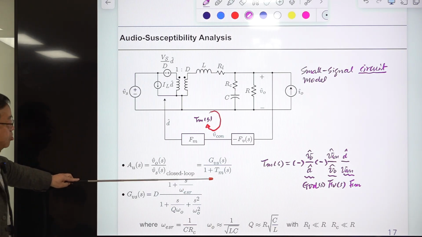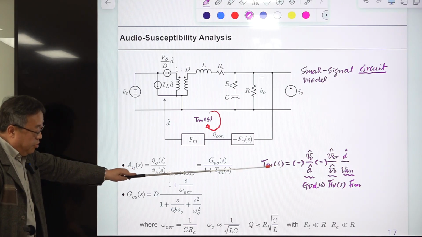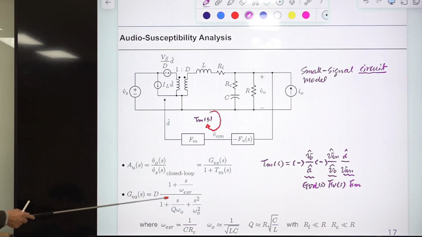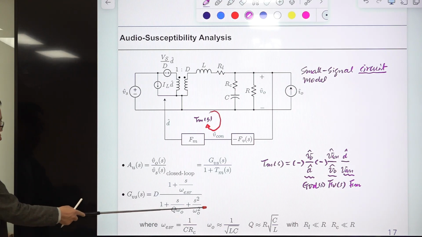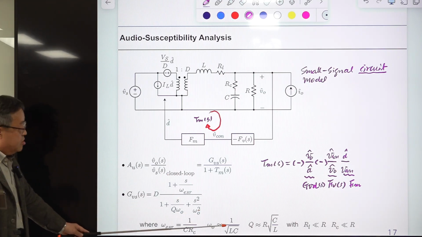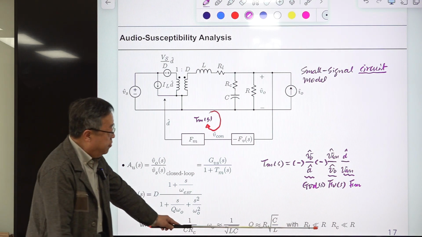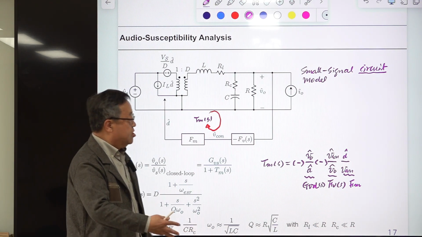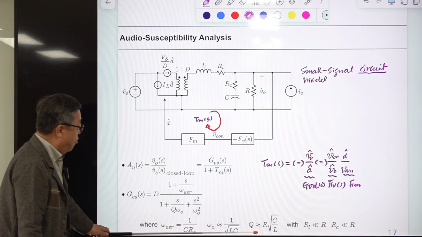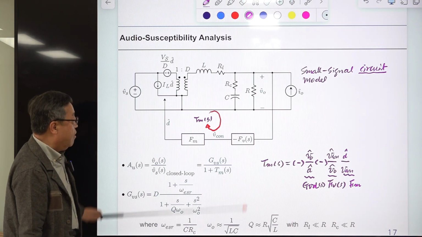Okay, so assume you know this. And this G_bs is this one. D is the DC gain of this converter, and this is a quadratic term, and this is the ESR zero, and the expression for this is this one. With the assumption that we ignore the parasitic resistance of the capacitor and the inductor, then we have this simplified term. Okay, so this is the formula.